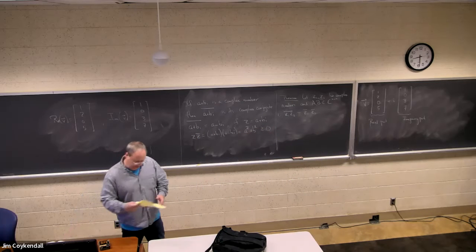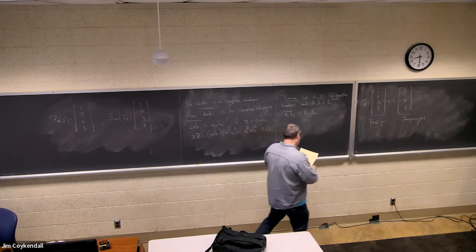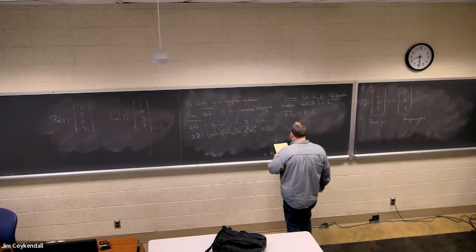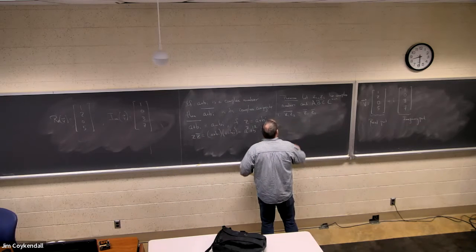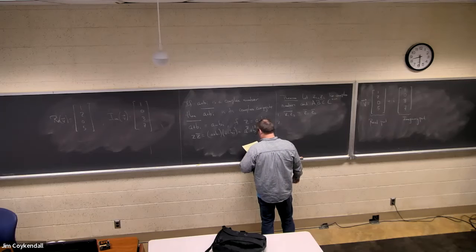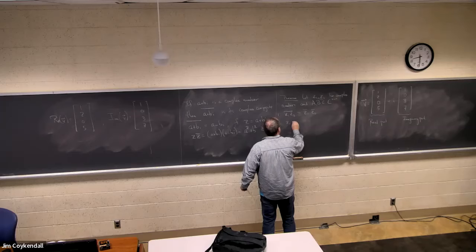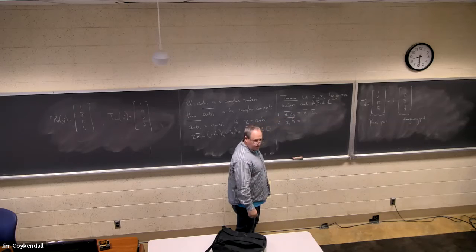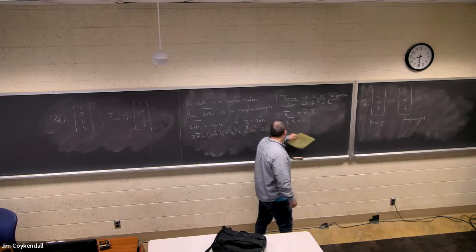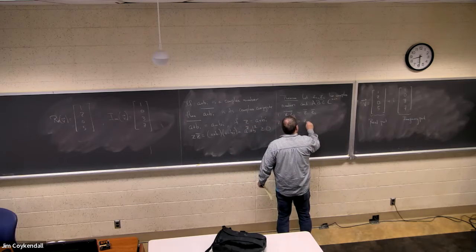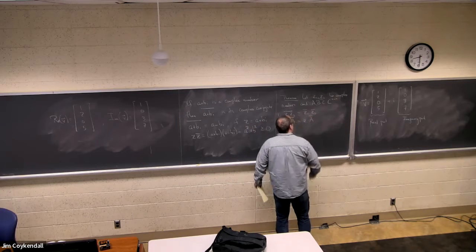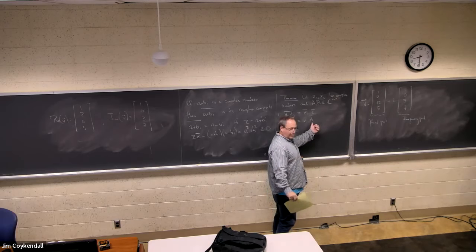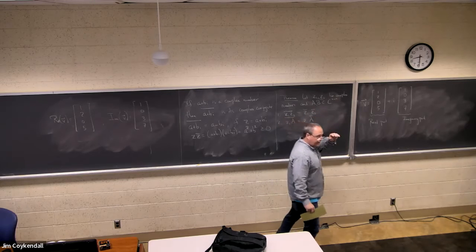Number two: if you multiply the matrix by some complex number and take the conjugate, this is C1 bar, A bar. And what I mean by the complex conjugate of the matrix is you just go through the matrix and take the complex conjugate of all the elements.